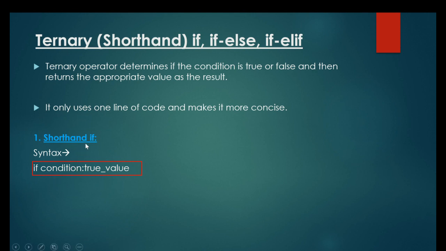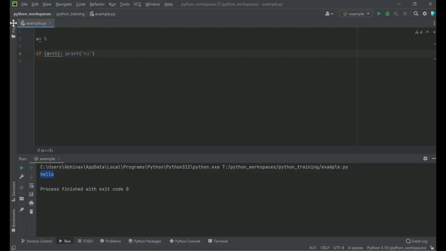So shorthand if, so the syntax of shorthand if looks something like this. If condition colon true value. So this is shorthand if. This particular thing is condition and this is true value. Means when the condition is met, then the value that needs to be printed. So this shorthand if is used when we have only one statement as part of the if block that we have already discussed in our first video when we were talking about the conditional statements.